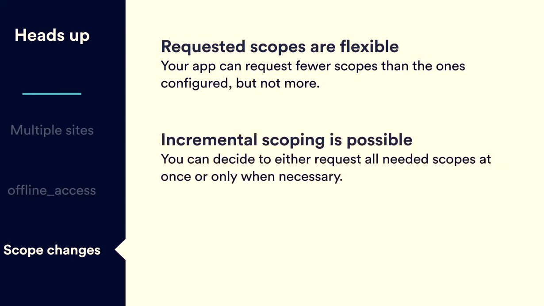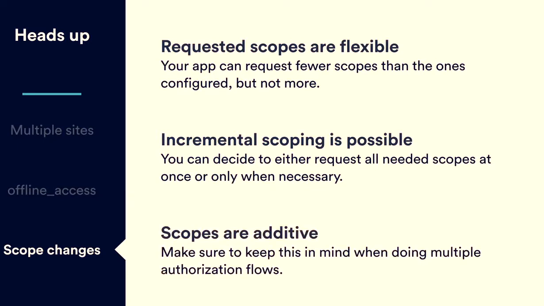Because they are flexible, incremental scoping is possible. It's pretty much what I mentioned. You can only request scopes when it's needed from your app. The other thing is that scopes are additive. So if you request the read scope, and later on you request only the write scope, at the end of the flow, your access token is going to have both scopes. You don't remove the older scopes, they're just added. Just keep that in mind. Once you requested the scope, you don't remove it. They are additive for now.